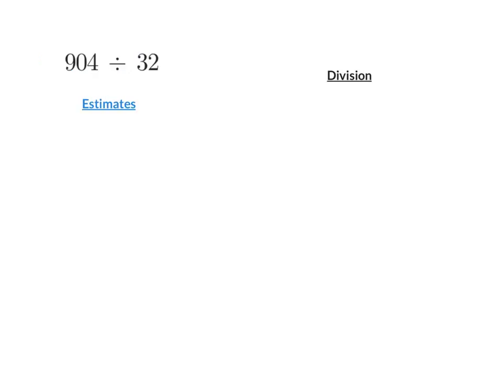Remember, whenever we divide by two-digit divisors, we always estimate and then we check, okay? Estimate and then divide and then we check at the end, okay? So let's set this problem up first. What's the whole? 904. Okay. Who's knocking on the door? 32. Go ahead and set that up.